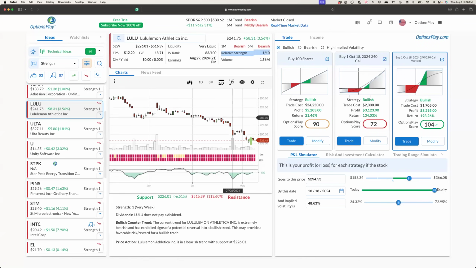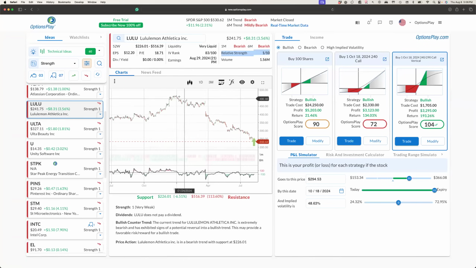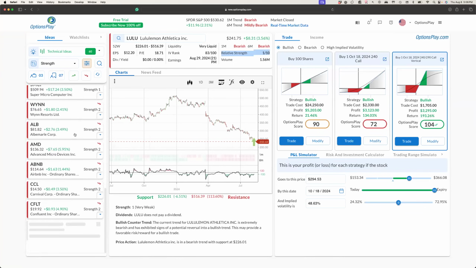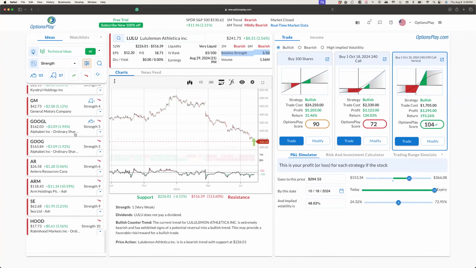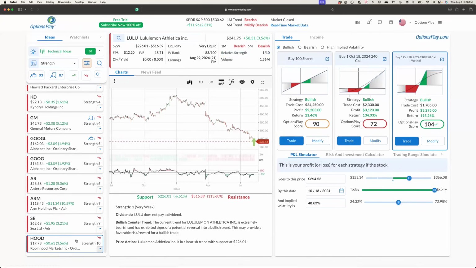So let me see if I can help you find one. Lululemon, right? As you can see, this was a $500 stock that's now trading at $200. This is a stock that's declined substantially in the last, call it 8 months or so, during which time the market has continued to move higher, which is why Lululemon is one of the worst performing stocks. It's got a score of 1, one of the worst performing stocks in the market. And then if we scroll all the way to the bottom of this list, look at Robinhood.